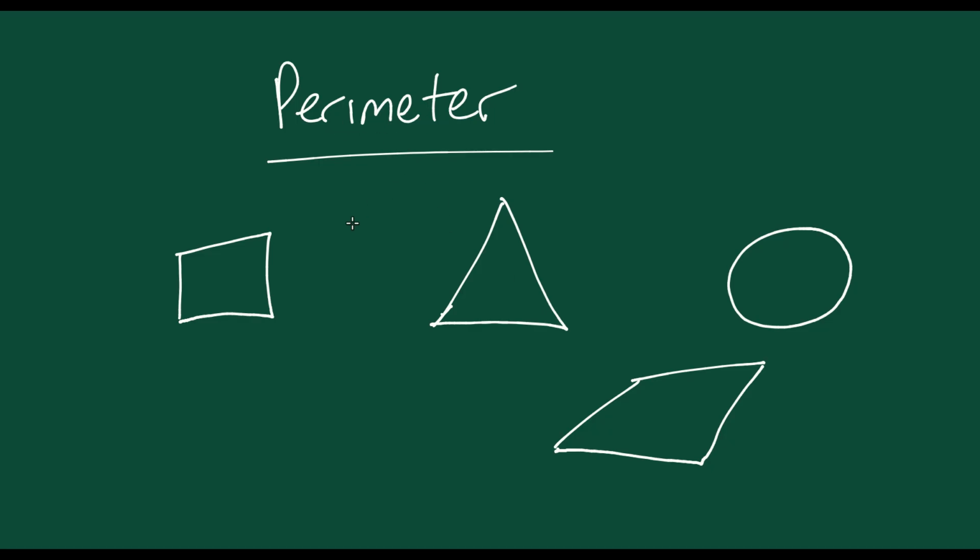Perimeter, if you want to think about it, is if you were walking along the lines of a shape. How long would it take you to completely walk around the shape? That's perimeter. Okay? So let's look at how we calculate perimeter.